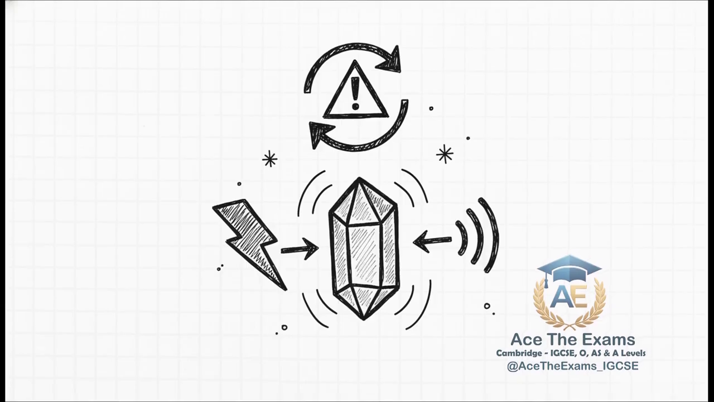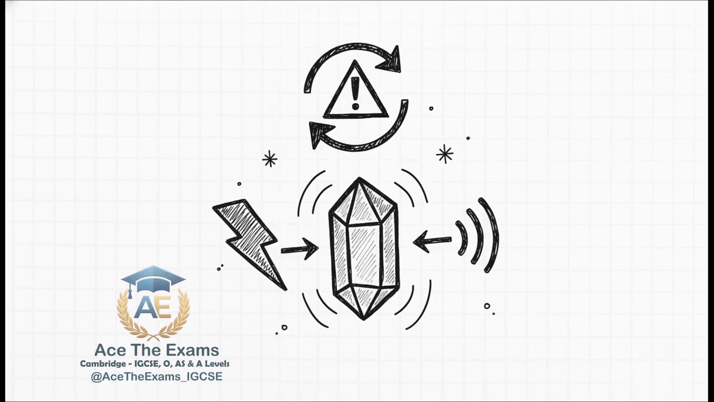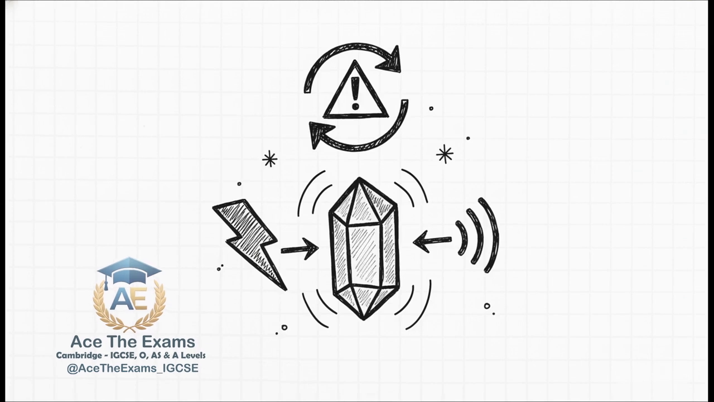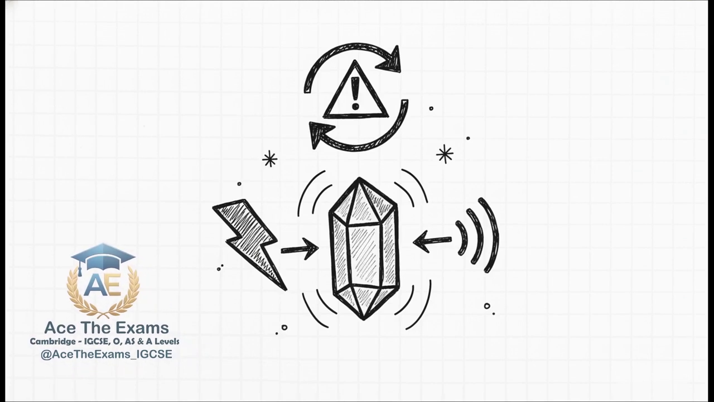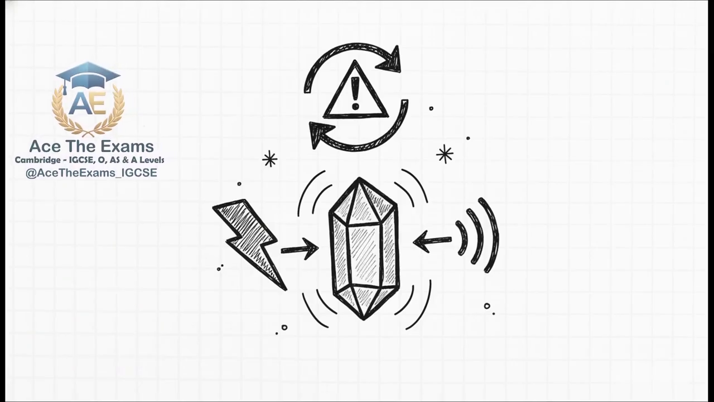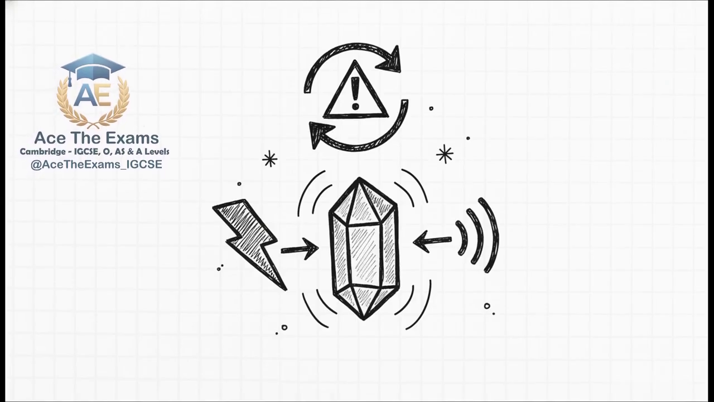Students constantly, and I mean constantly, mix up the generation and detection of ultrasound. Listen closely. In generation, an applied alternating voltage causes the piezoelectric crystal to vibrate. But in detection, it's the returning mechanical ultrasound wave that causes the crystal to vibrate, which then produces an alternating electromotive force. Cause and effect, people.